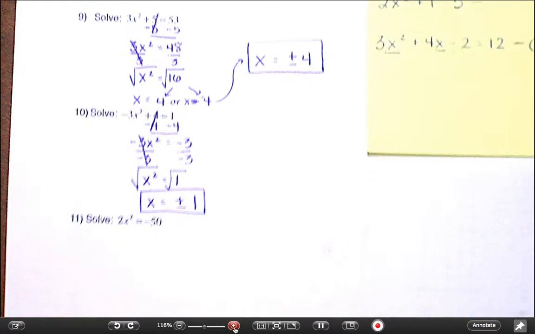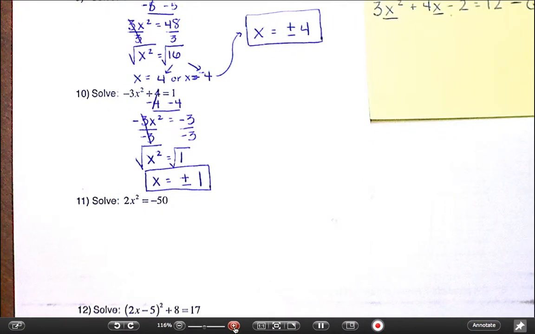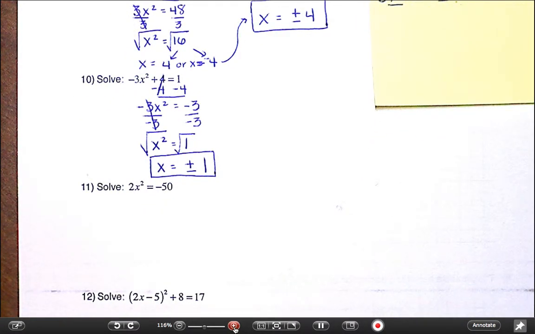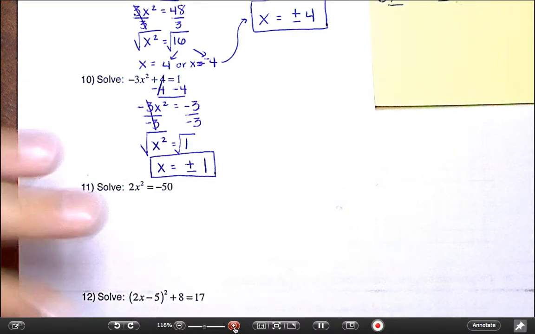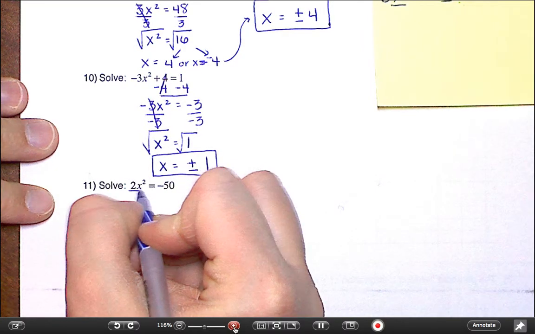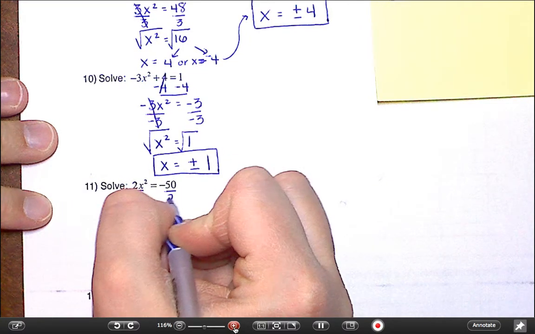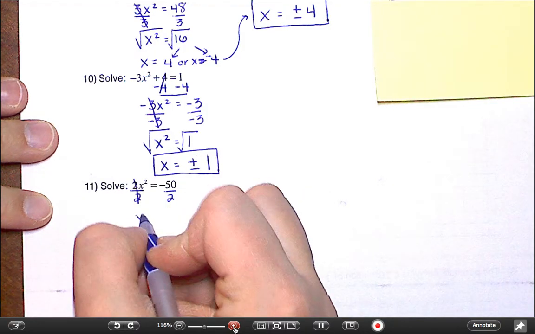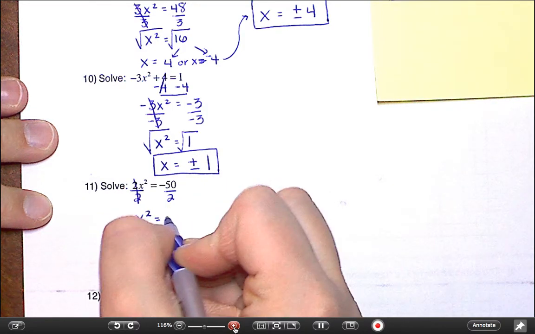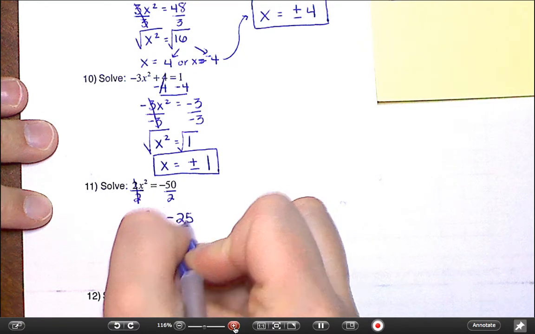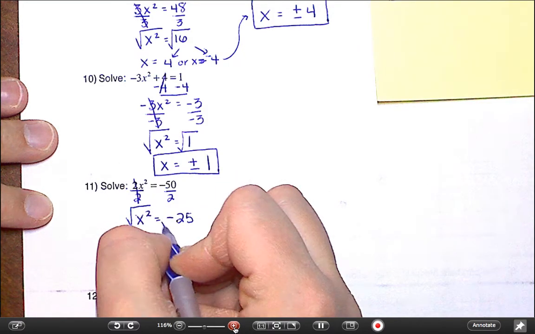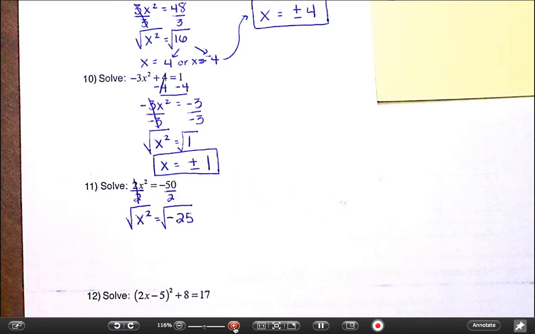Okay, let's look at number 11. Number 11, again, I only see an x squared, no x, so I should be able to just undo things. I should just be able to work in reverse. So I'm going to divide by 2. Divide by 2. And x squared equals negative 25. Now I would take a square root. I'm not sure what the square root of negative 25 is, so I'm going to try it in my calculator.